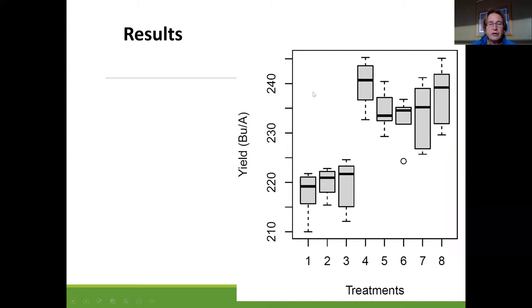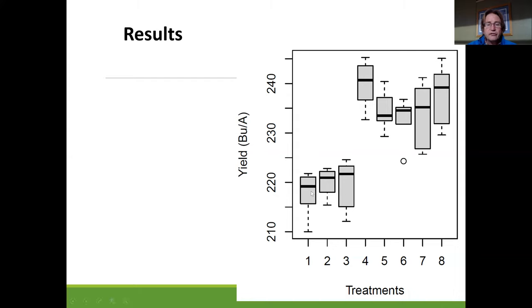So getting to the results, and I want to set this up. On the y-axis is yield, and on the x-axis is treatments. Treatment one was the no cover crop comparison. I should say that these dark black lines in the middle of the boxes are the median or the mean of the treatments. These were replicated 6 times. And the whiskers give you an idea of how much variation there is around that mean.